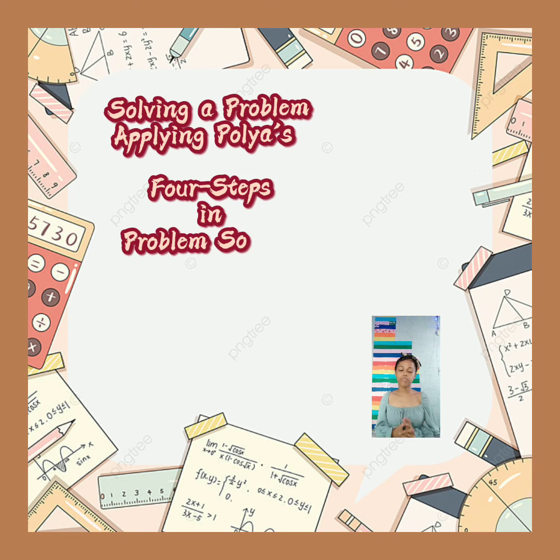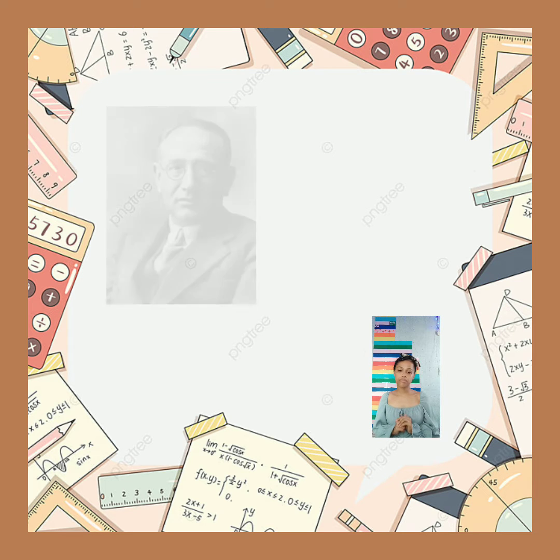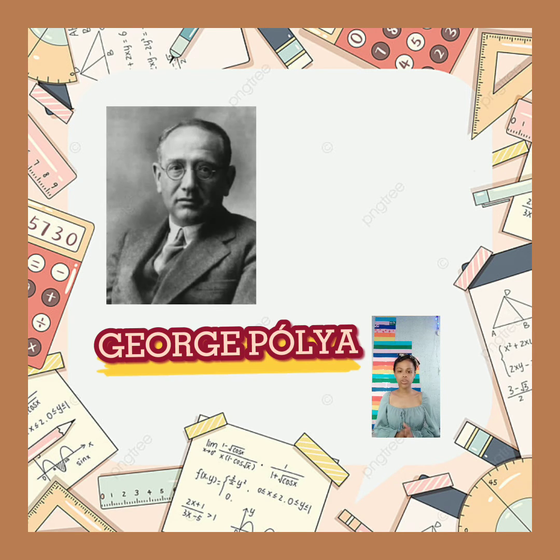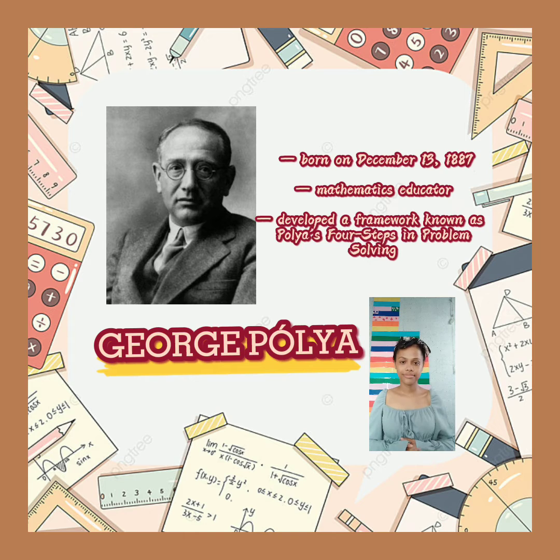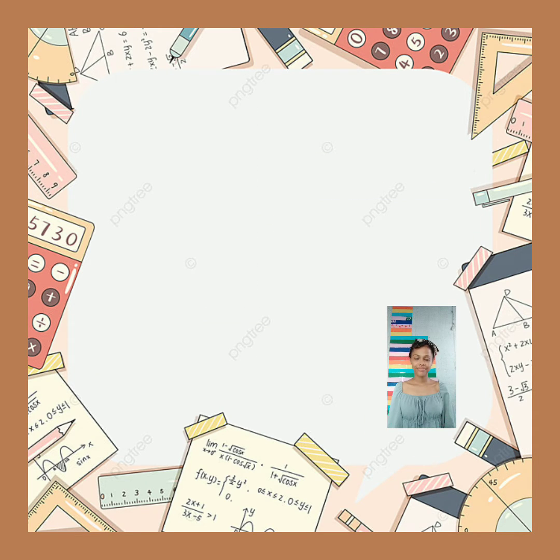Today, we are going to solve a problem applying Pólya's 4 steps in problem solving. But before we start, let me introduce to you George Pólya. George Pólya was born on December 13, 1887. He was a mathematics educator who strongly believed that the skill of problem solving can be taught. He developed a framework known as Pólya's 4 steps in problem solving. This process addressed the difficulty of students in problem solving.